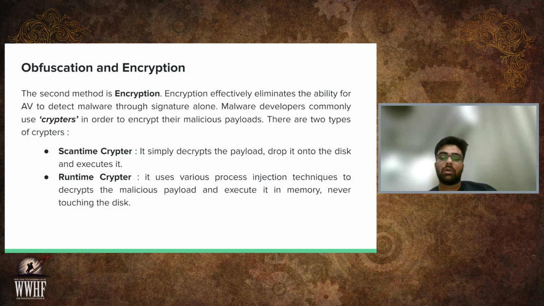The second type are the runtime cryptors. Runtime cryptors use various process injection techniques to decrypt the payload and execute it in memory, all during runtime. With this technique, the payload itself does not touch the disk, so there's no detection when the AV or EDR engine scans the disk. However, the payload itself can be scanned in memory by certain vendors, not all, but certain vendors.